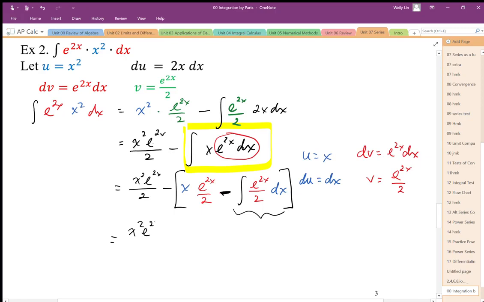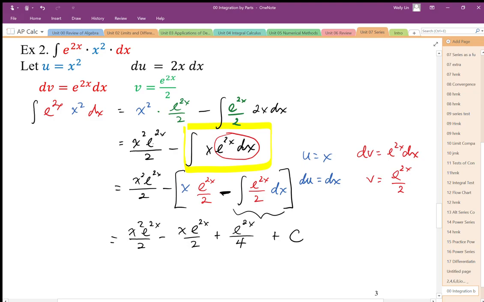x squared e to the 2x over 2 minus x e to the 2x over 2. Okay, and I forgot to, no, those cancel out. So then I end up with plus, negative is a plus. The integral of that is going to be e to the 2x over 2 divided by 2. So I'm going to get over 4 and then plus c. Just watch out for the signs, because that's a negative, it's going to change, flip it over.